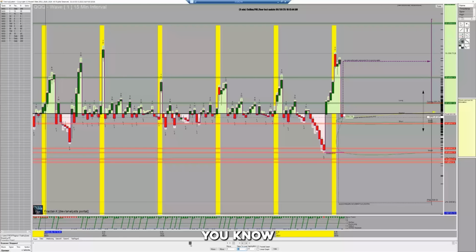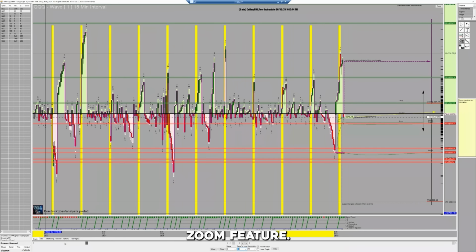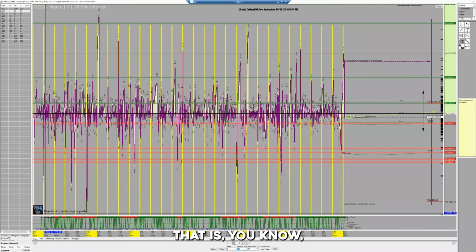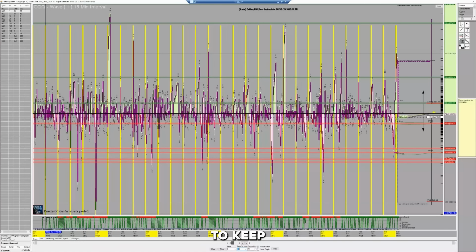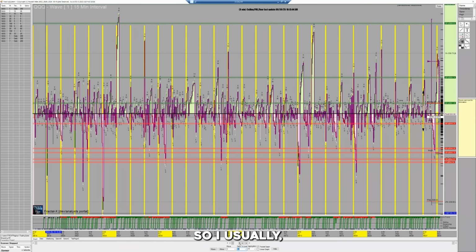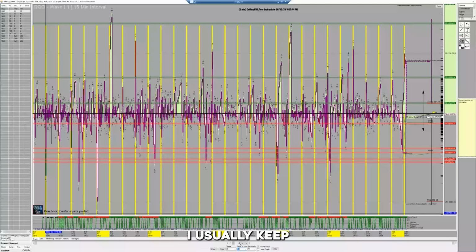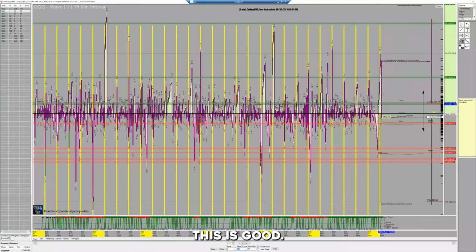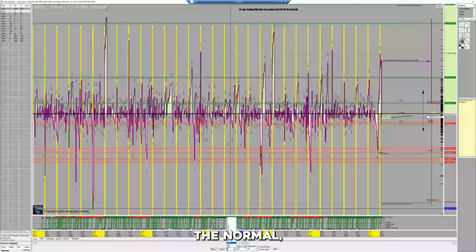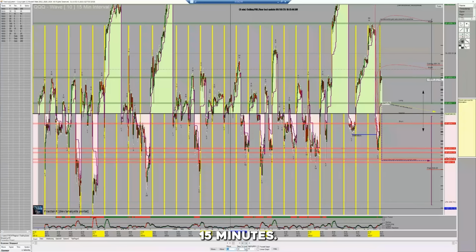That is just the zoom feature. And this slider right here is where you want to keep your current price with respect to the fractal chart. I usually keep a bit of distance. Yeah, this is good. I keep it somewhere around here so that I can actually see the imprints and the bands clearly, and also the vector price line. So I'm gonna move to the normal time frame, 8, 10, 15 minutes.